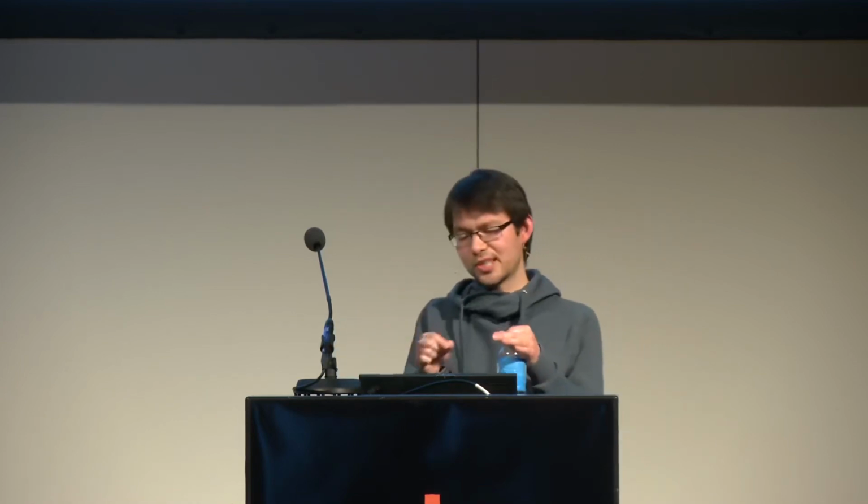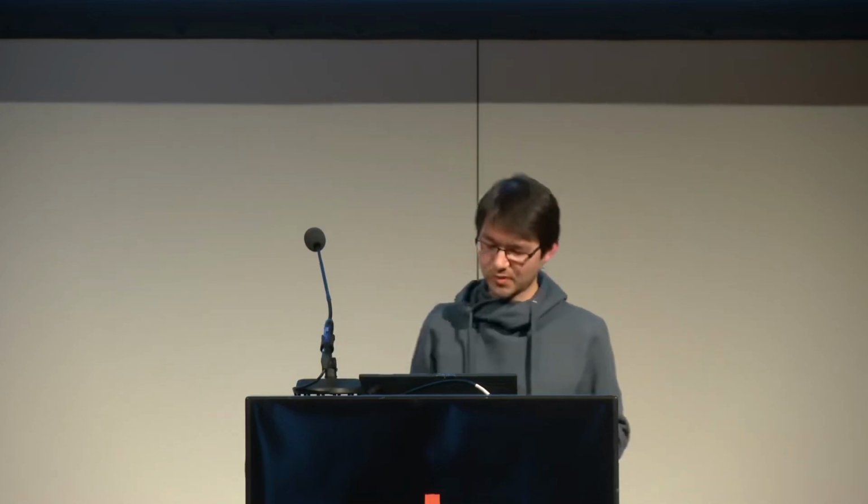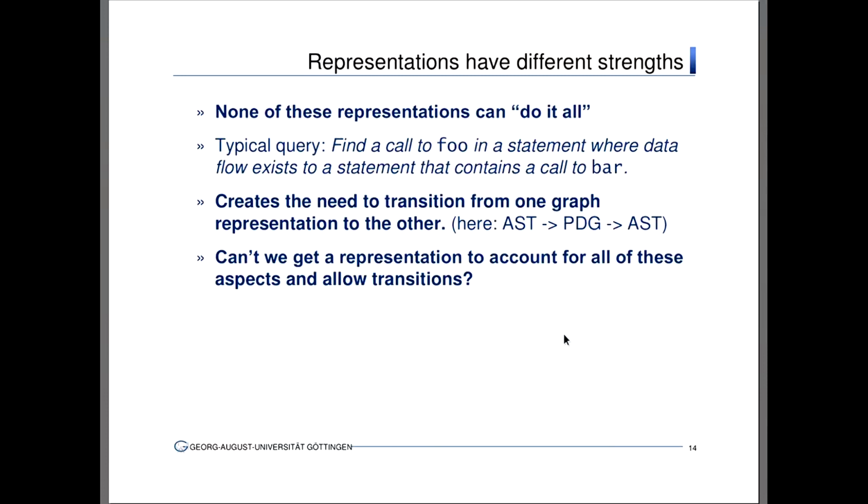Another problem is, if you take a look at a typical query, it's going to sound a bit like this: find a call to foo in a statement where data flow exists to a statement that contains a call to bar. That means you're transitioning from one representation to the other. First you're in the syntax world, saying find a call to foo, which means in the syntax tree there needs to be a node which is a call to foo. But then you want to take a look at data flow, to see whether you can get from this statement to another statement. Here, the abstract syntax tree fails completely, and instead you want to use something like the PDG. So you want to transition from the AST to the PDG, and then again to the AST.